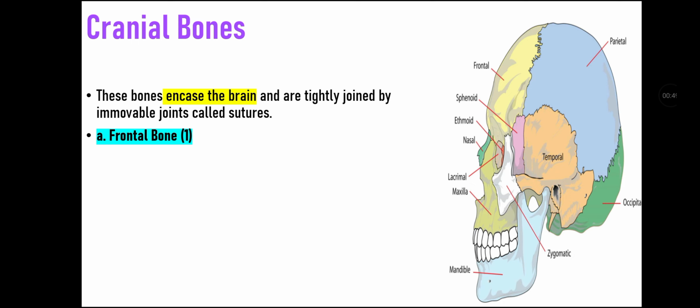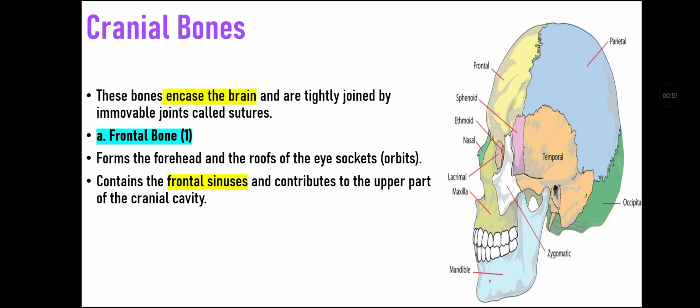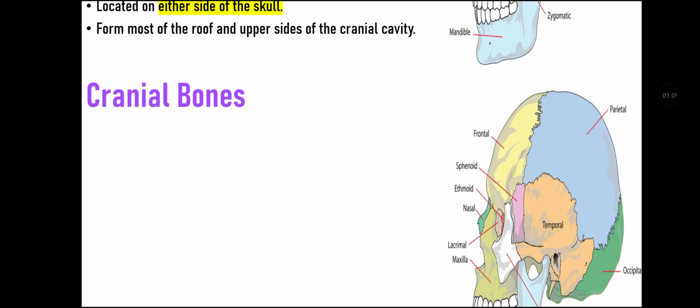They include the frontal bone, that is an unpaired bone. It forms the forehead and roof of the eye socket. It contains the frontal sinuses and contributes to the upper part of the cranial cavity. The next cranial bone we have is the parietal bone, that is a paired bone. They are located on either side of the skull. They form most of the roof and upper sides of the cranial cavity.